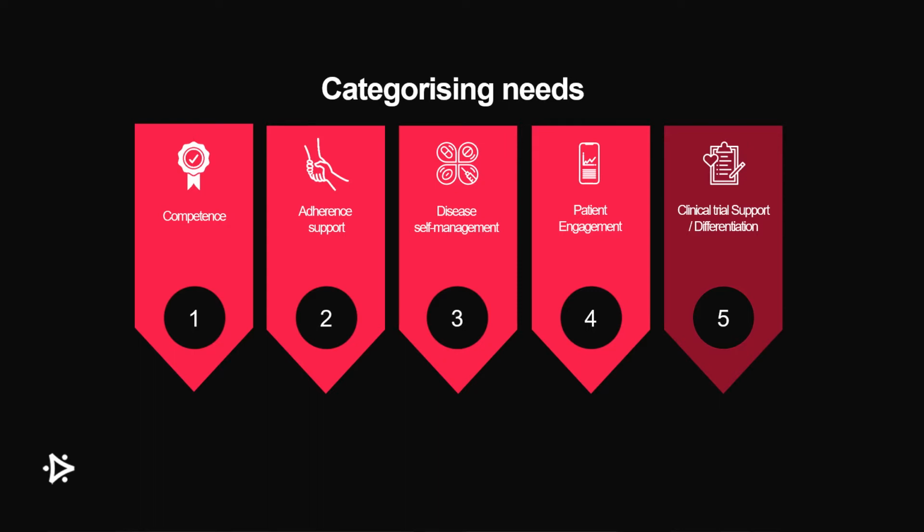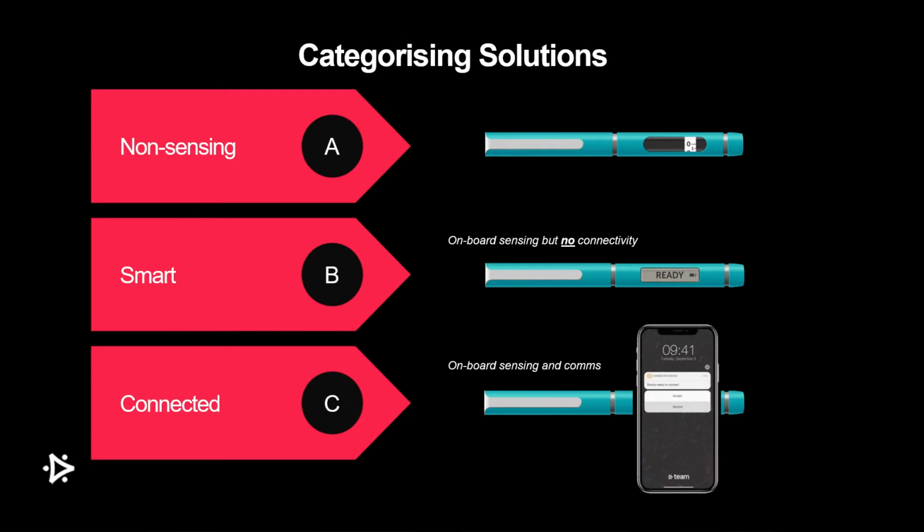When embarking on a new device development, we found it helpful to map needs and solutions at the start of the program. We found that 5 categories catch most needs: competence, adherence support, disease self-management, patient engagement, and clinical trial support and differentiation.